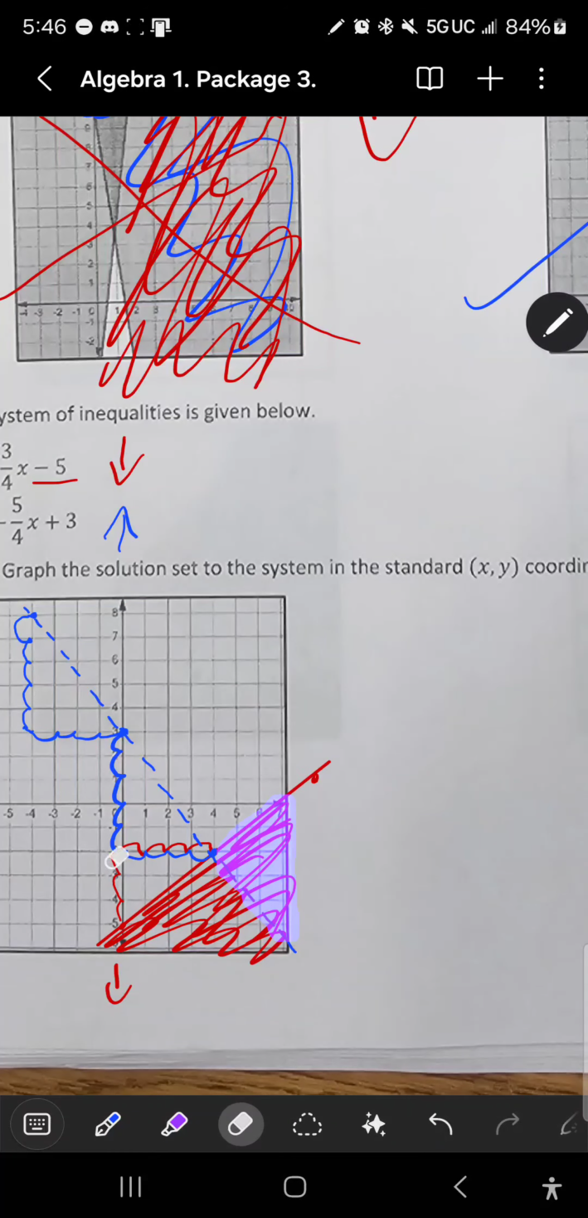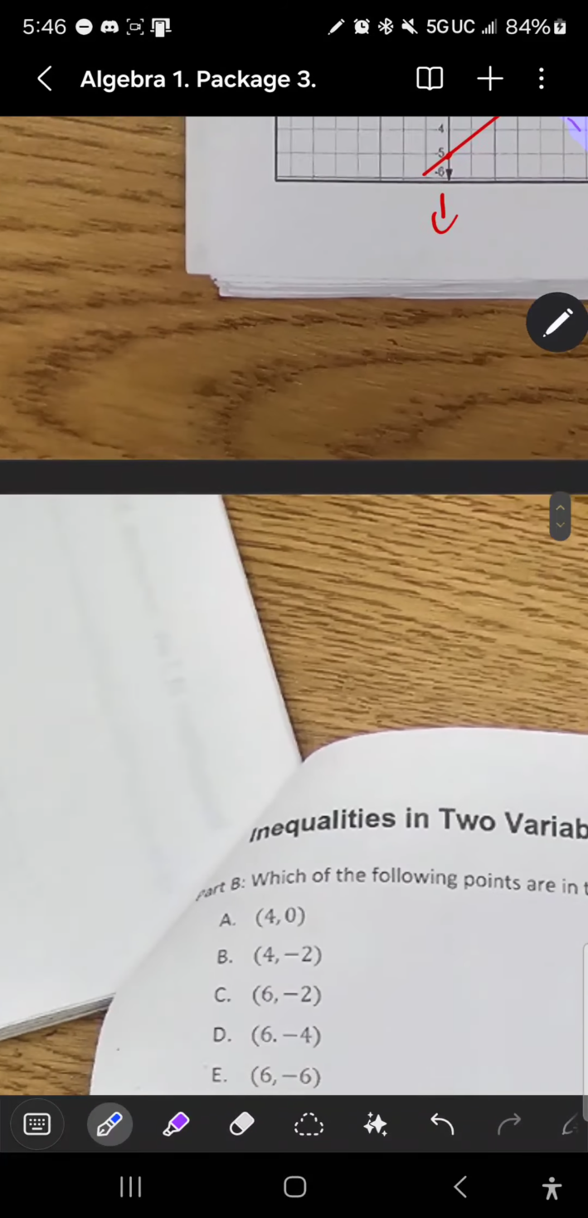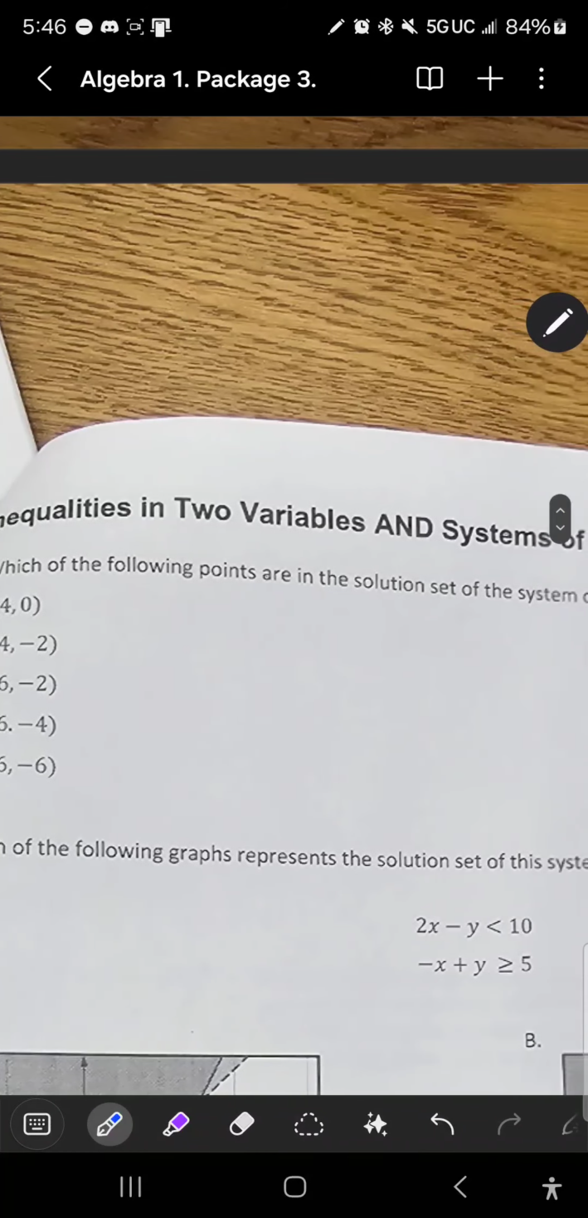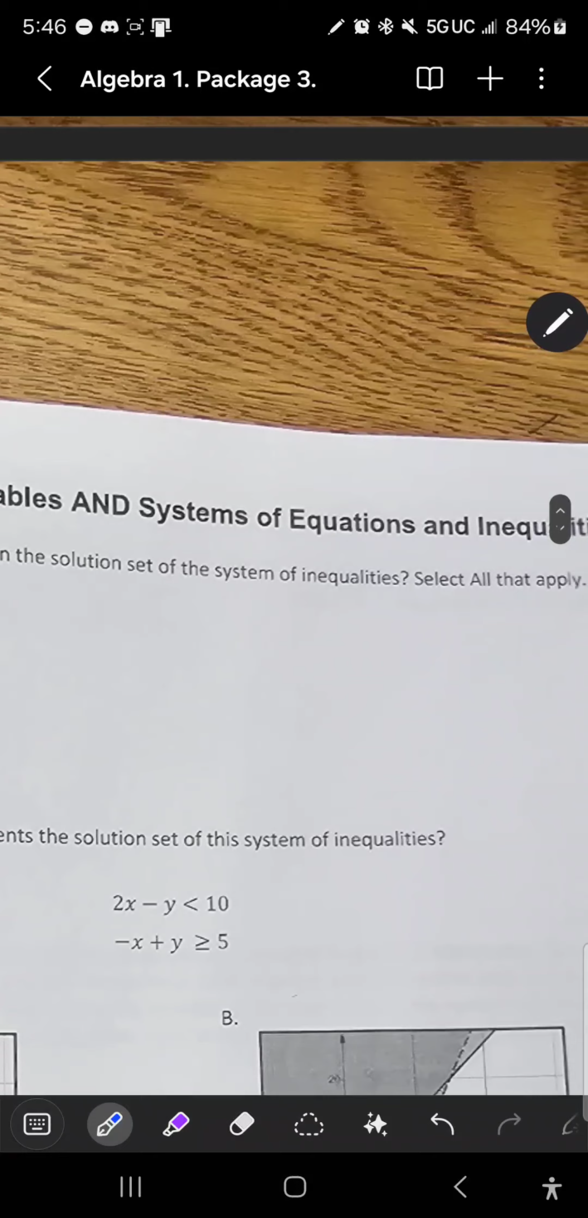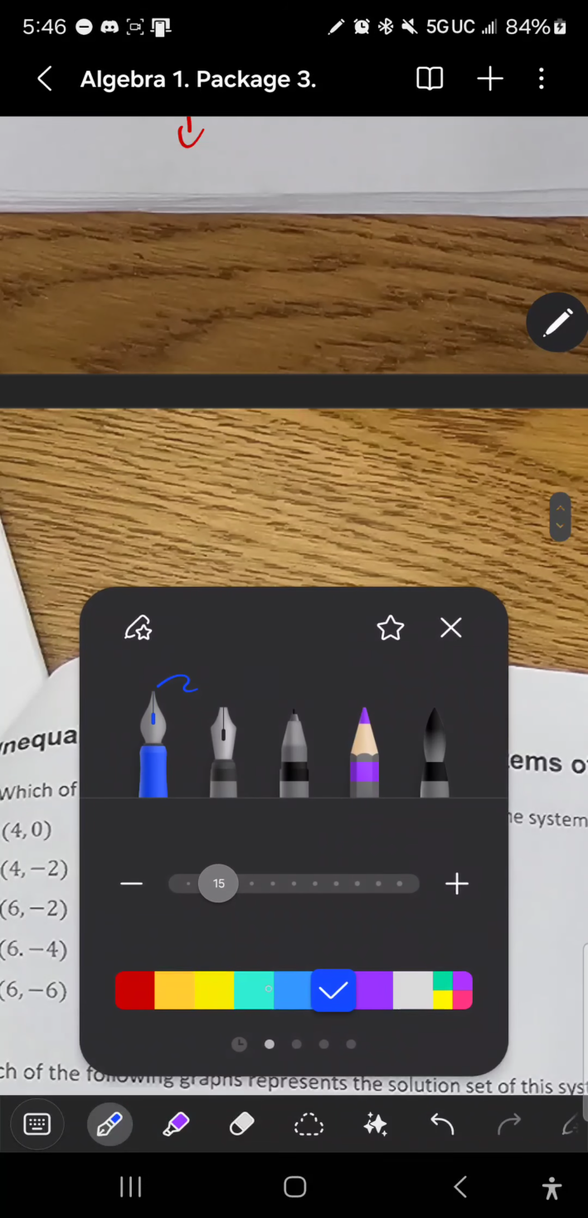So I'm gonna delete all this. And I'm gonna delete all this. This is the answer. Now let's see part B. Which of the following points are in the solution of the system of inequalities, all that apply? Now this is easier. We don't need to actually plug in the calculator. We just need to plug in the graph.